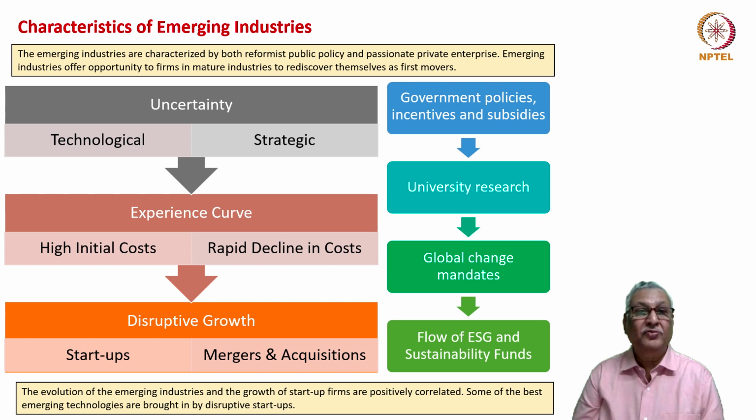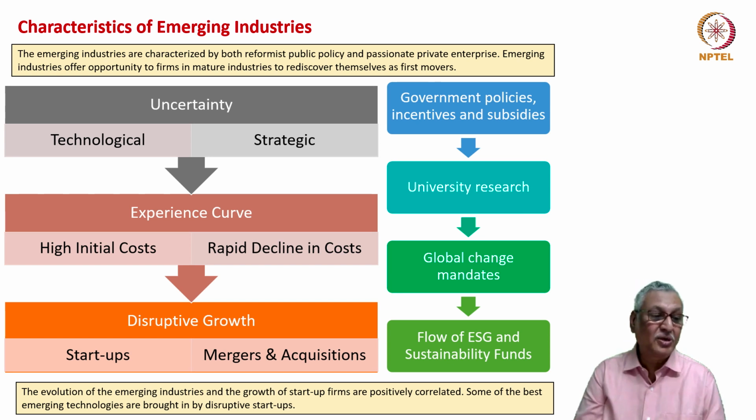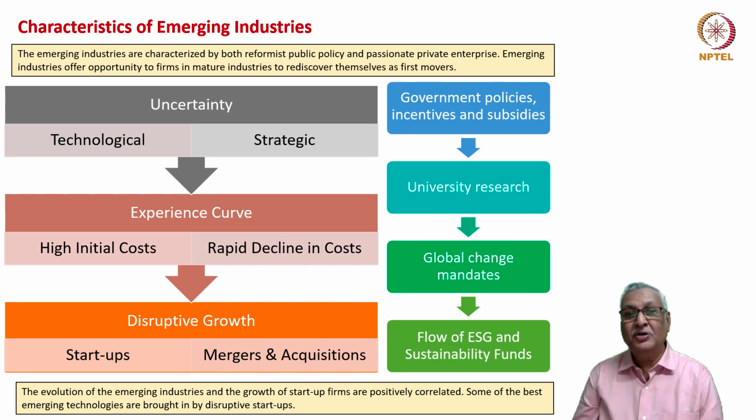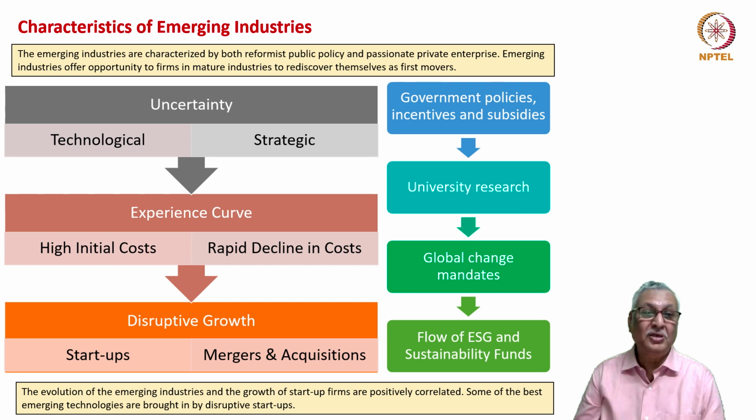What are the characteristics of emerging industries? As I said, reformist public policy and passionate private enterprise develop emerging industries. They offer firms a great opportunity to rediscover themselves as first movers. Even firms in a mature industry could get into the emerging industries and keep the next horizon happening. I have demonstrated a multi-horizon strategy wherein the established horizon is the mature horizon which gives the bread. But by getting into sunrise technologies, emerging industries can be created and futuristic bets can be taken as well.